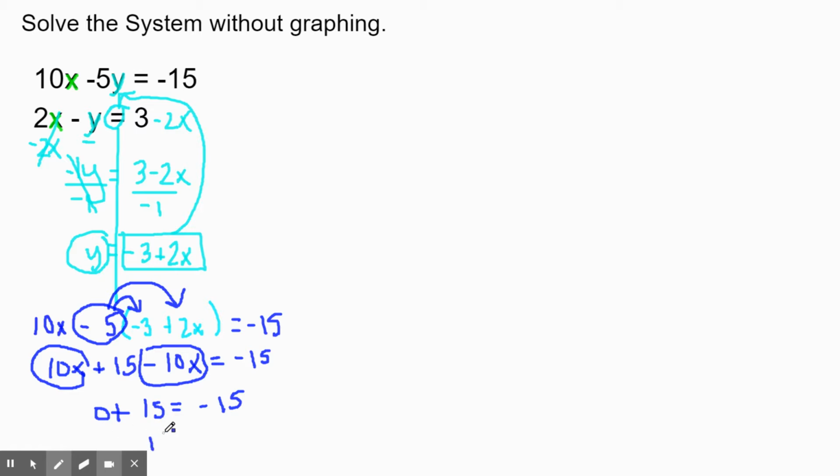0 plus 15 is 15. Okay, so 15 equals negative 15. Does that make sense? Can I have $15 and negative $15 at the same time? No, I can't. So I know this is a no solution.